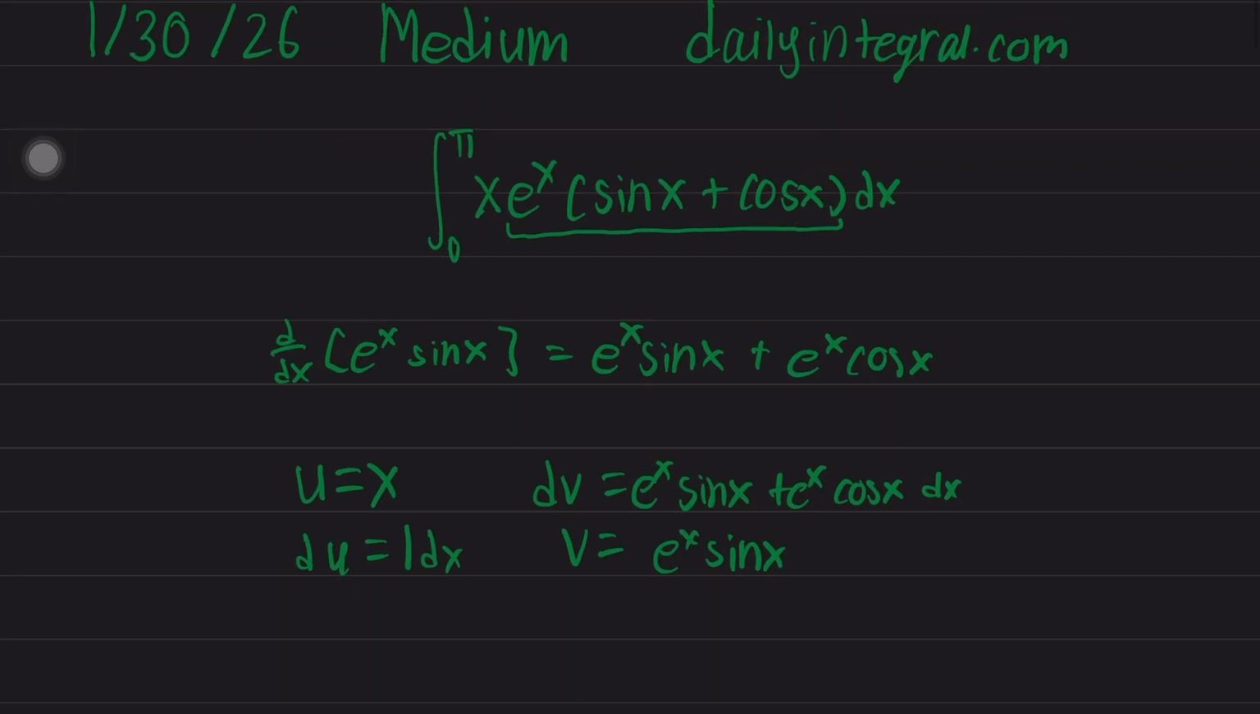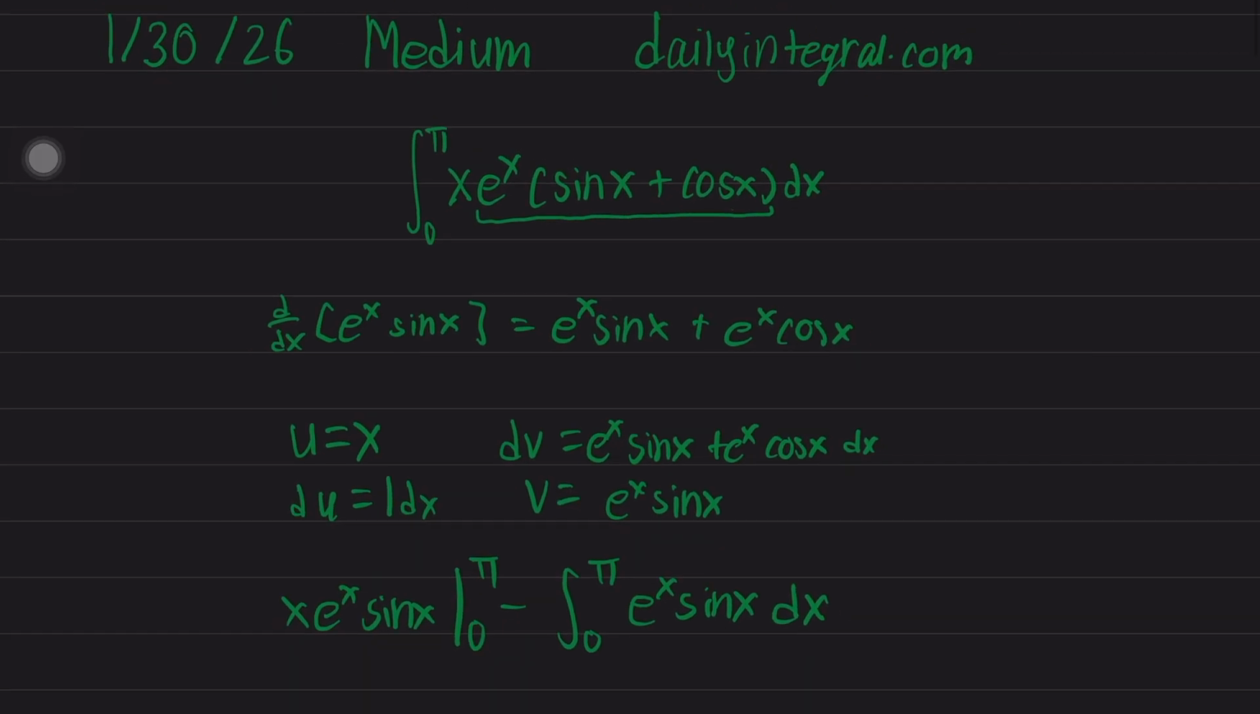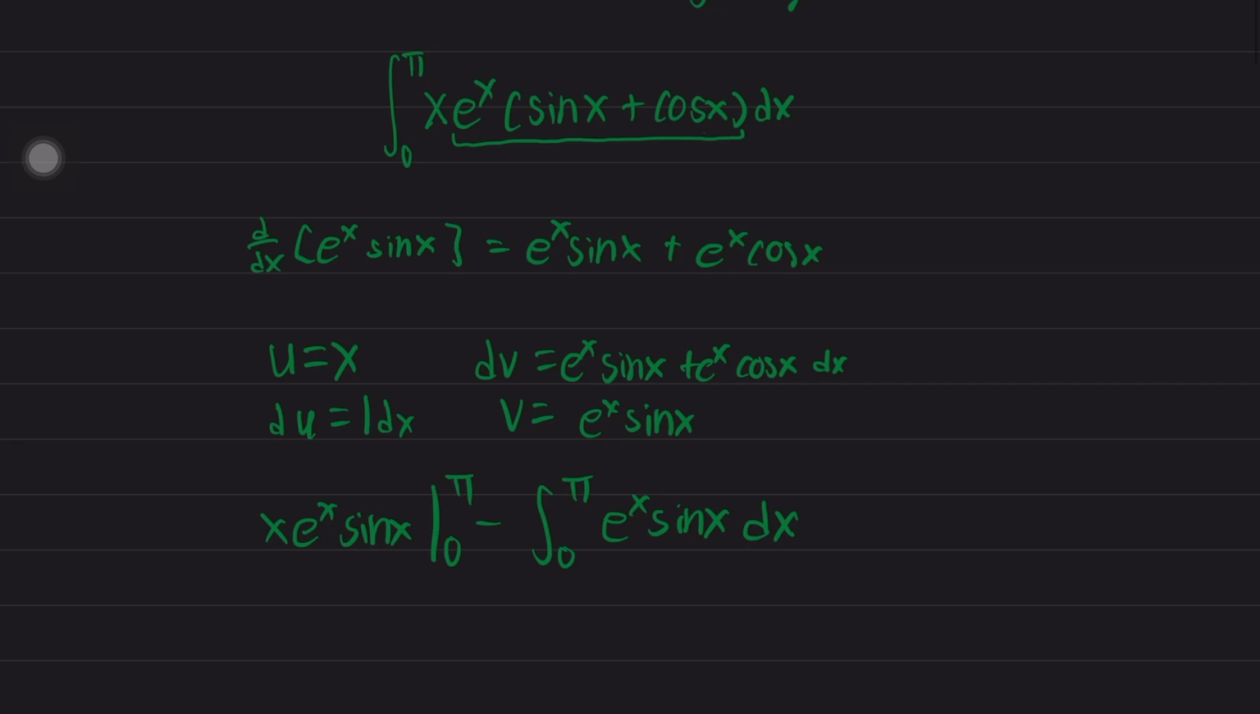So now we can set up our integration by parts. We have uv, so x e to the x sine x from 0 to pi, minus the integral from 0 to pi of v du. So that's e to the x sine x dx. Now we can plug in our bounds. We have pi times e to the x times sine of pi, well, sine of pi is 0, and sine of 0 is 0. So this whole thing will just be 0 minus this integral.